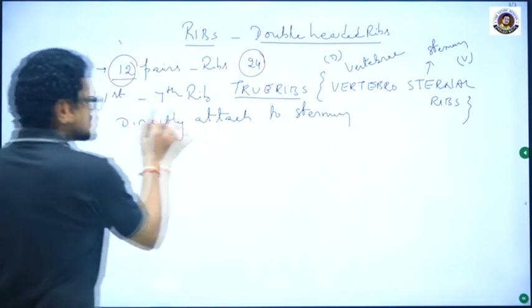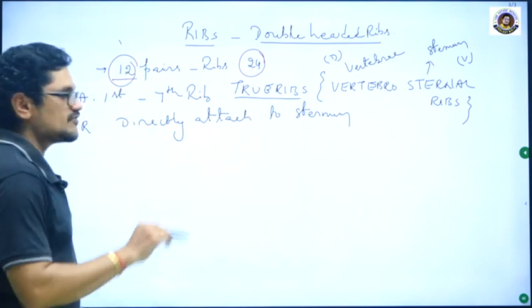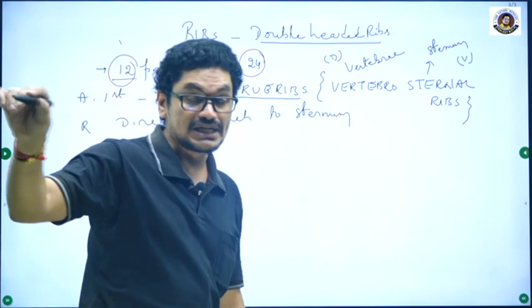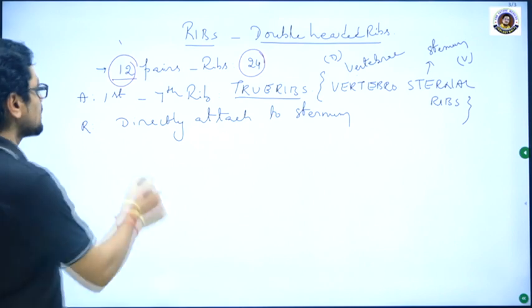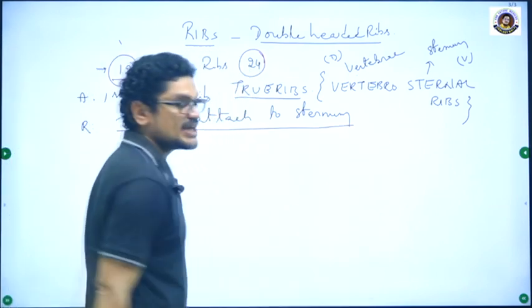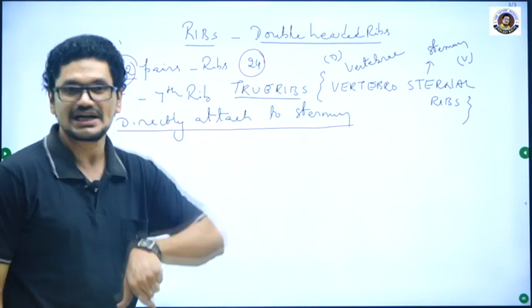Then, first 7 pairs of ribs are called true ribs. Another objective question: which of the following can be considered as a true rib in the case of human beings? First 7 pairs of ribs are true ribs. Why? What is the reason for that? Because they directly attach to the sternum, of course, with the help of hyaline cartilage.